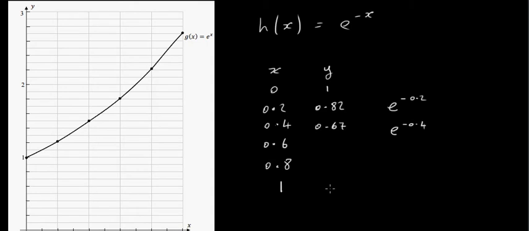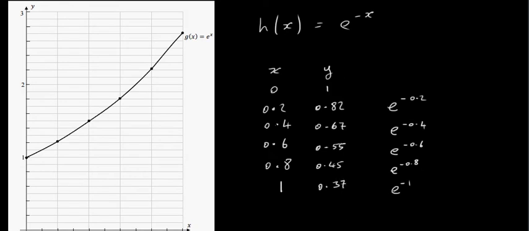E to the power of minus 0.4 was the next one, and that was 0.67. And then 0.6, so all I'm going to do is e to the power of minus 0.6. You can just do that on your calculator individually if you want. So I got 0.55, and then e to the power of minus 0.8, that was 0.45, and then e to the power of minus 1 is 0.37.